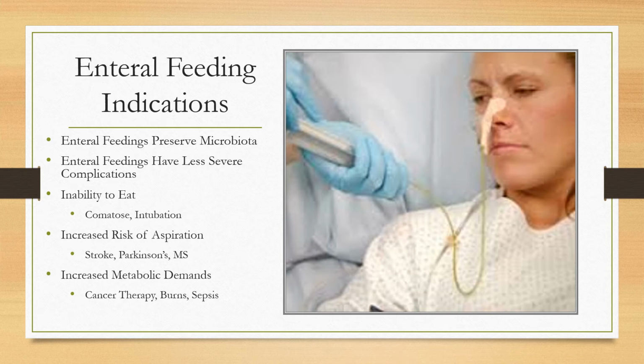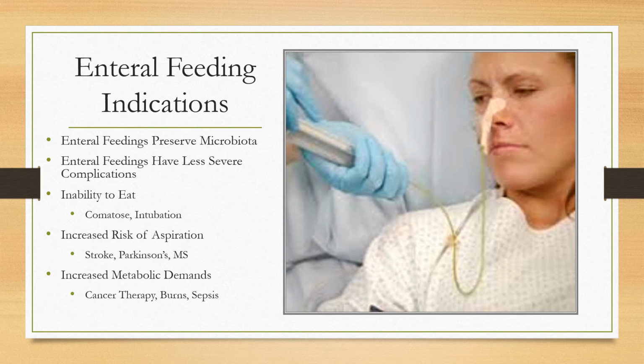I mentioned before, strokes, Parkinson's, maybe someone with severe MS, or someone who has tremendous metabolic demands and they're not well enough to eat. So in the short term, someone with a severe burn, and they're intubated. And they may be intubated for days, weeks. They may not be able to maintain enough caloric intake, so they get a feeding tube.